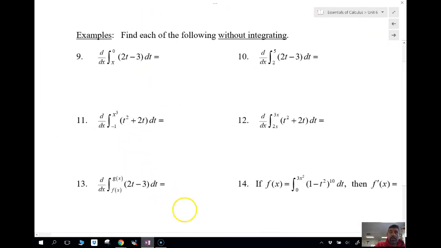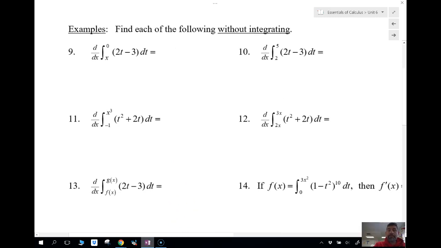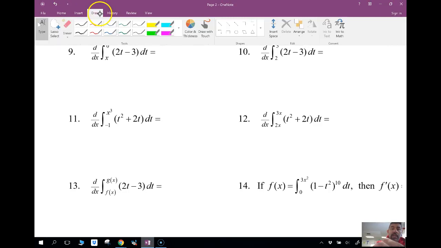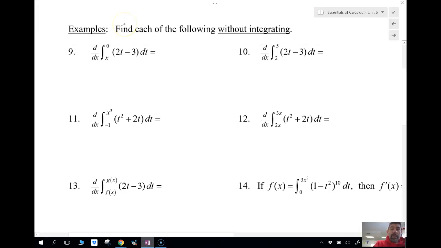All right, so ooh, let's change the color. Let's change it to green. Okay, so this one here, we have a derivative. Now notice we're going from x to a constant. Now really would like that to be a constant to x. So we're going to go constant to x.